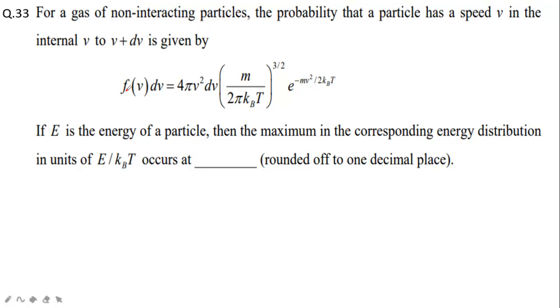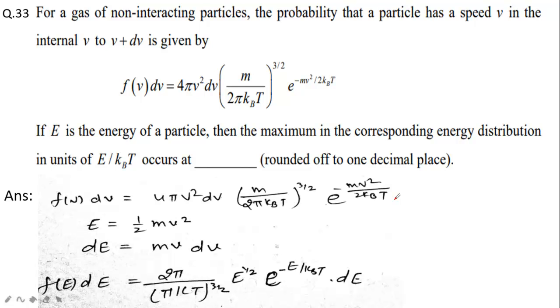Next question is, for a gas of non-interacting particles, the probability that a particle has a speed v in the interval v to v plus dv is given by this formula: f(v) dv equals 4 pi v square dv, m over 2 pi kBT raised to the power 3 by 2, exponential of minus mv square over 2 kBT. If E is the energy of the particle, then the maximum in the corresponding energy distribution, in units of E over kBT, occurs at? Okay, the value of the maximum of the energy we have to derive here.